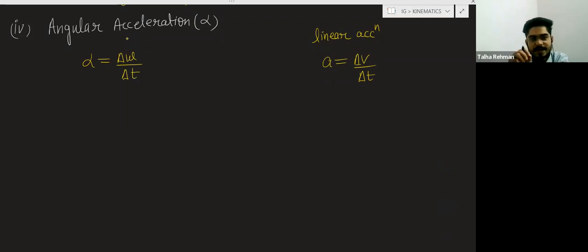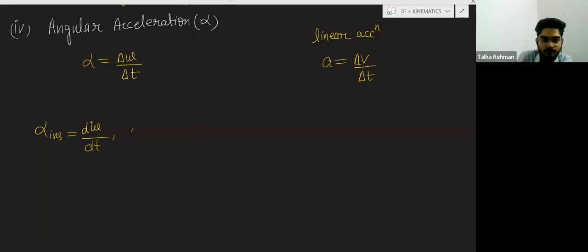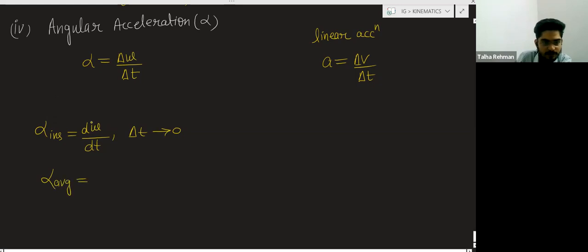This angular acceleration can be of two types, or we can measure the angular acceleration in two ways. Instantaneous angular acceleration, alpha instantaneous, will become d omega by dt. I have told you, for instantaneous things delta becomes d. So for a very small interval of time, delta t tending to 0, or at any instant of time. Alpha average you can find by delta omega by delta t.